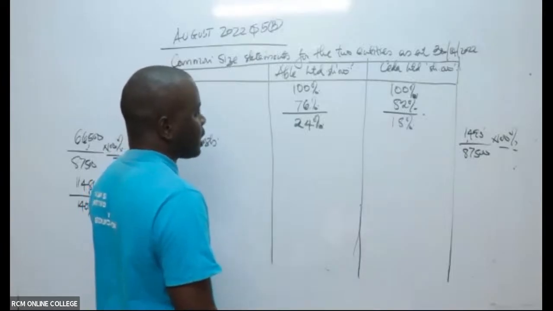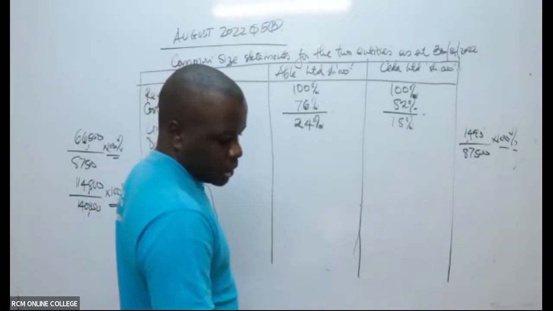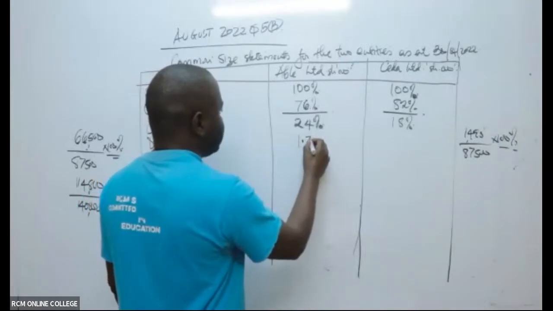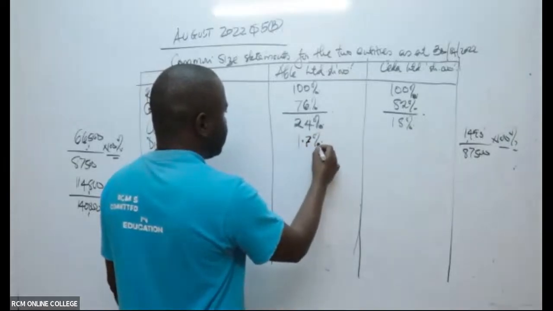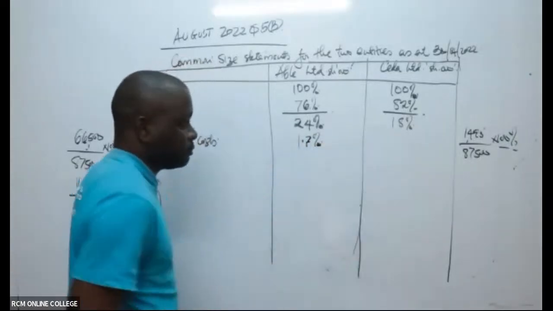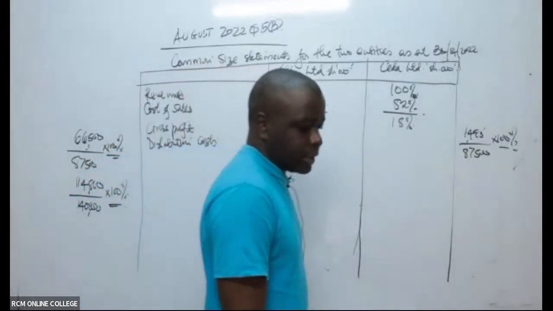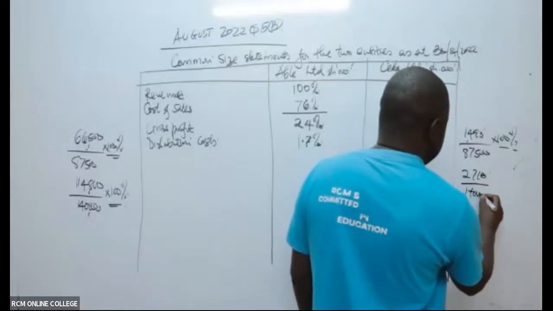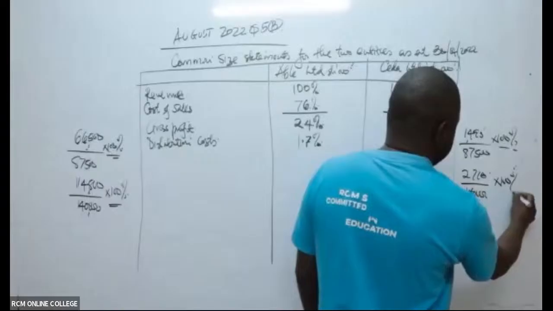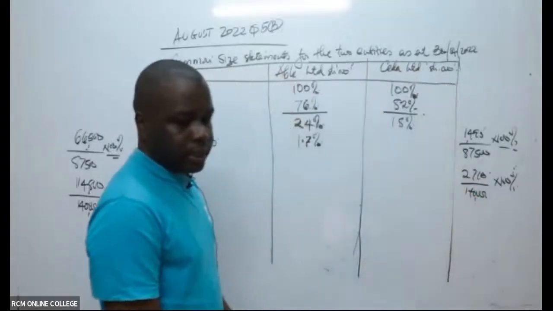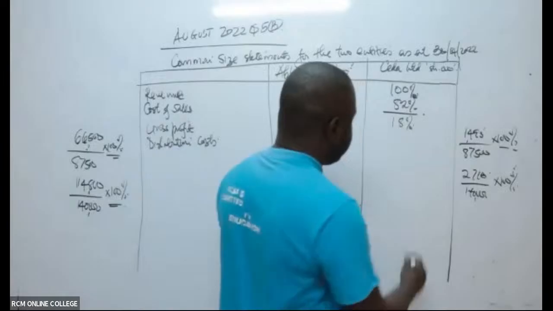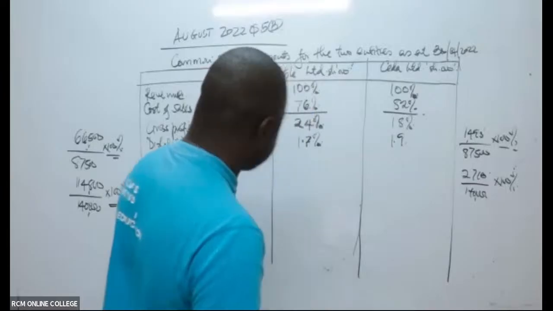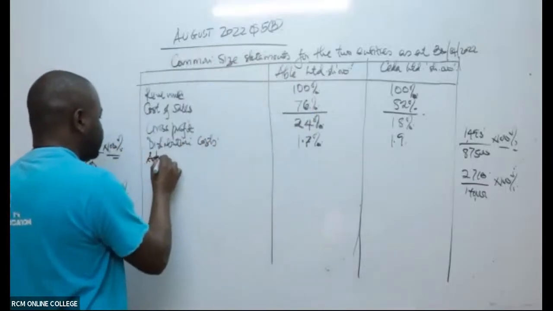So you're getting 1.71. I don't know if we round off to one figure or two figures. We can round to one figure, so let's say 1.7%. What about the other side for SEDA? For SEDA, you take 2710 over 140,000 and multiply by 100%. You get 1.9. Then the next item is administration expenses.